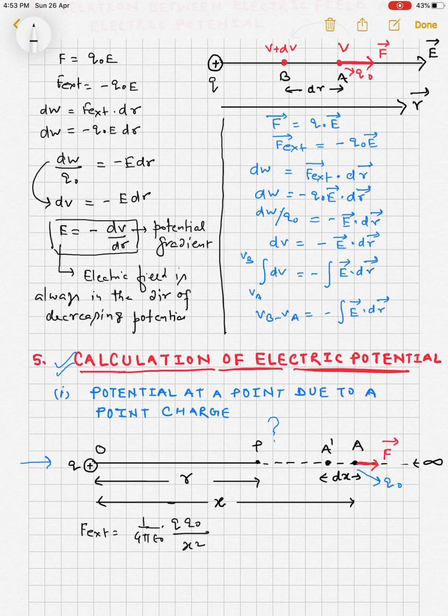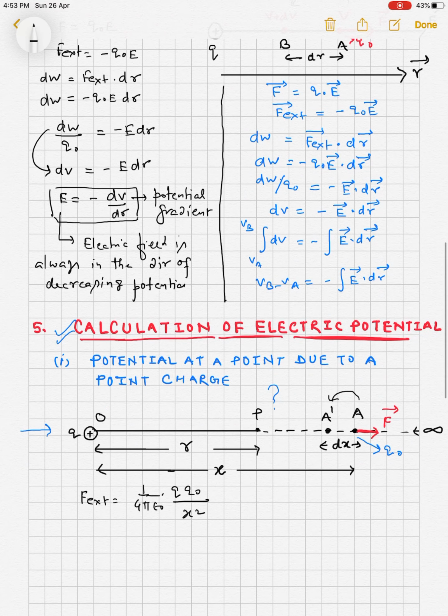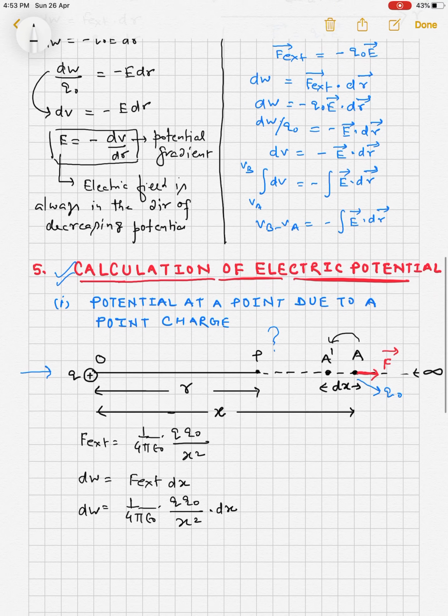Now this charge is moved from A to A dash. So for a small displacement, the small work done dW is equal to F external into dx. So 1 upon 4 pi epsilon naught q naught upon x square into dx. This is the small work done.